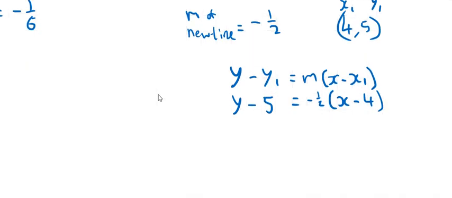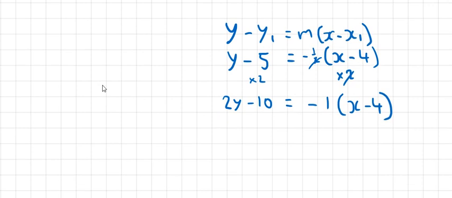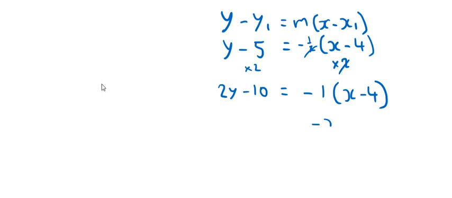That's effectively the answer, that's the line, but I can tidy it up a little bit. A little trick is to multiply both sides by 2, and that'll get rid of the fraction in front of the second bracket on the right hand side, because we don't really want that, it makes things a little bit awkward. If I multiply the left hand side by 2, I get 2y minus 10. If I multiply the right hand side by 2, it cancels out the 2 on the bottom, so I'm left with minus 1 times x minus 4 inside the brackets. Then I multiply that, so I get minus x plus 4, because minus 1 times minus 4 is plus 4.